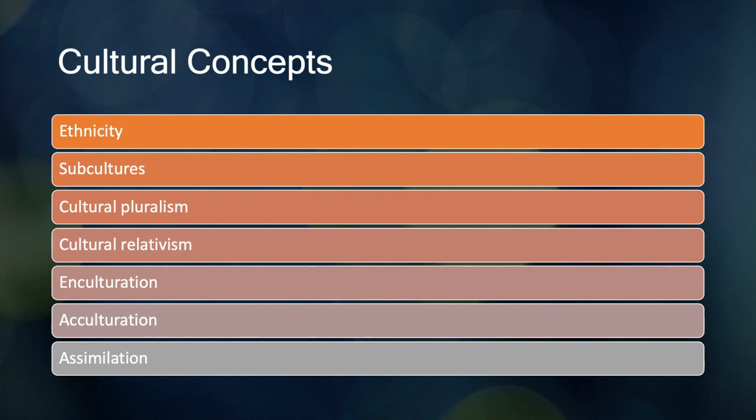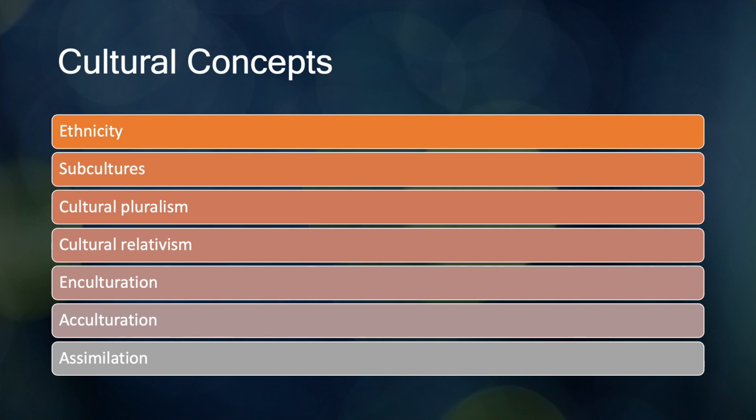The first one being ethnicity. And this is a group who shares a social and cultural history. So an example of an ethnicity might be Canadian. Subcultures are various ethnic, religious, and other groups with distinct characteristics. So an example of this within Canadian society might be a biker gang.